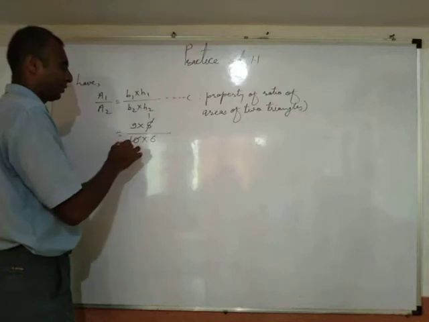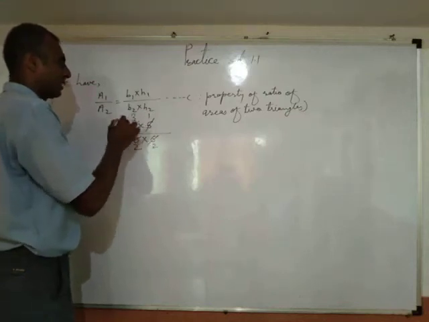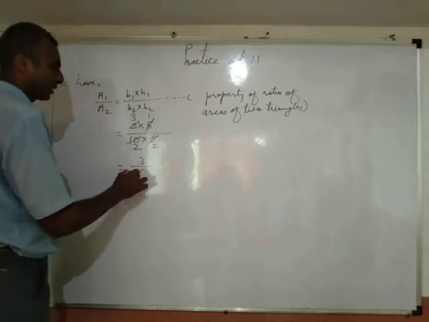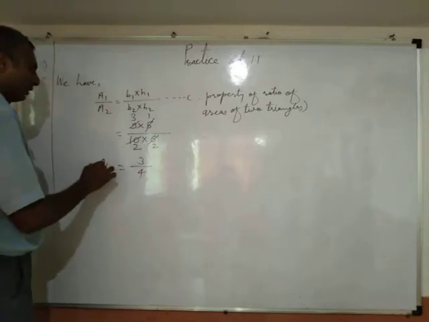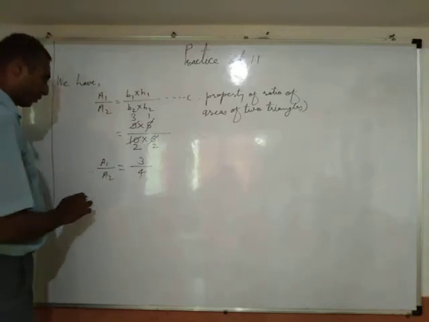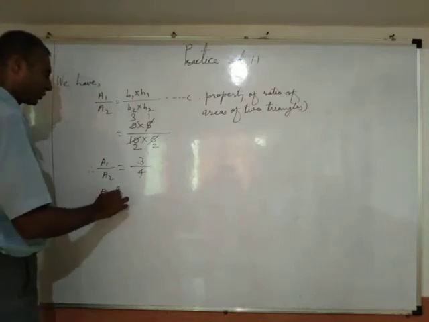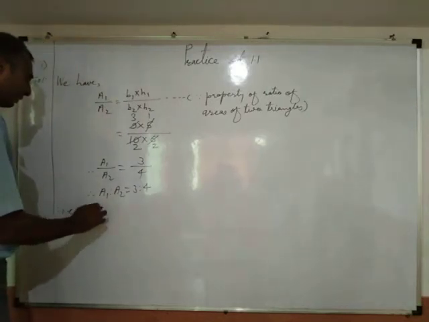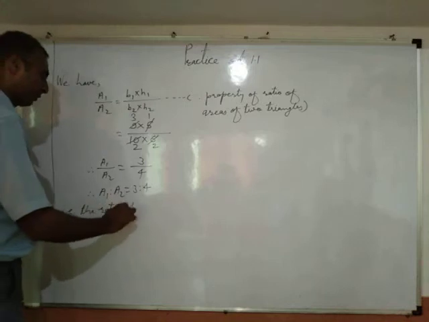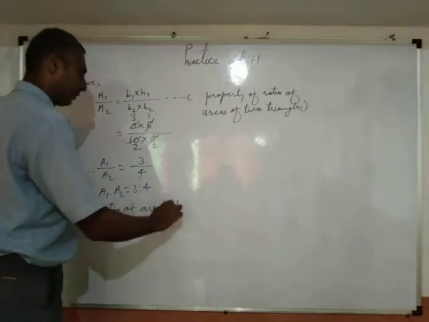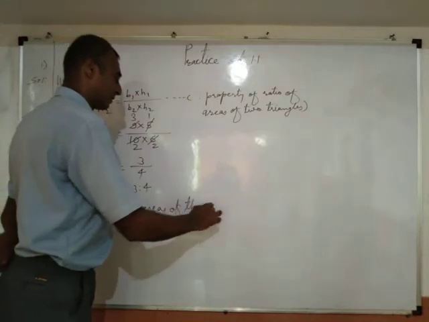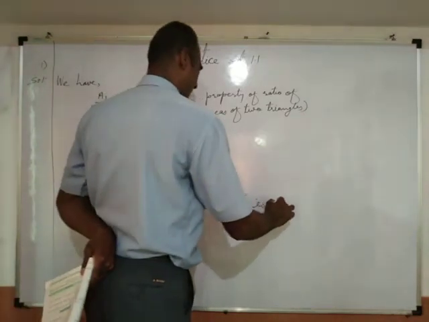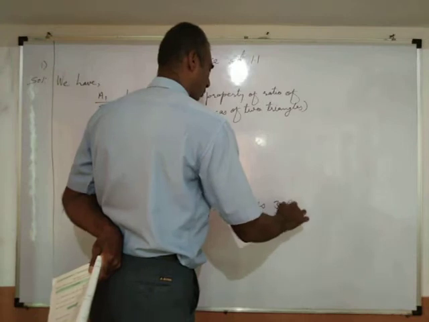Now 5 1s are 5, 5 2s are 10, 3 2s are 6, 3 3s are 9. That equals 3 into 1 gives us 3 upon 2 into 2 gives us 4. Therefore, A1 upon A2 equals 3 upon 4. And therefore, A1 is to A2 equals 3 is to 4. That is the ratio of areas of those triangles, 3 is to 4.